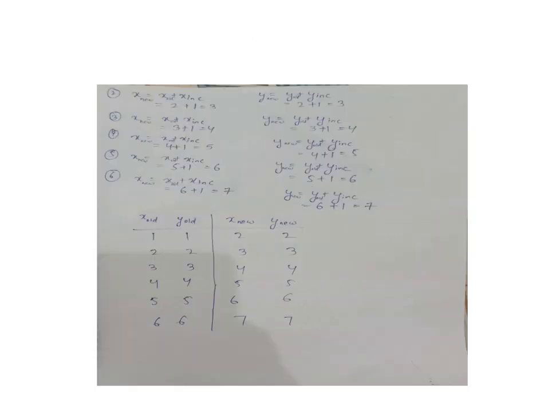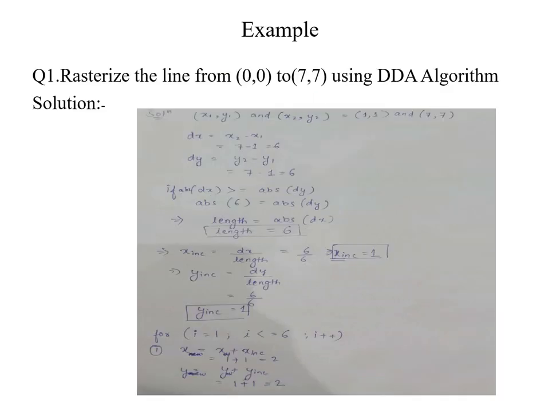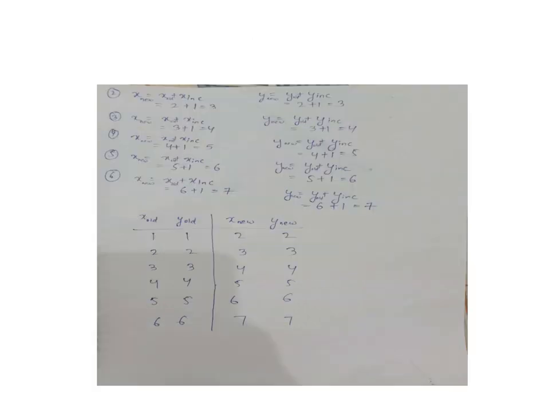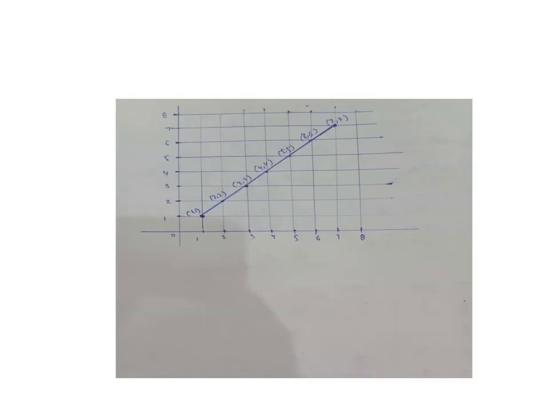Similarly, we calculate the number of points in a line that lies from 0, 0 to 7, 7. So in this we have to calculate the number of points, likewise 1, 1. So we get the new values of x new, y new as 2, 2. Then we get the values 3, 3 and so on up to 7, 7. Now come to the plot. How do we plot these points? We get the points on the x-axis and the y-axis and plot the points.